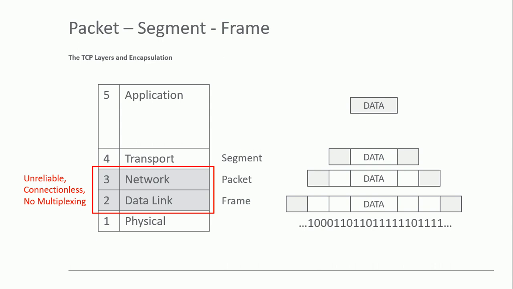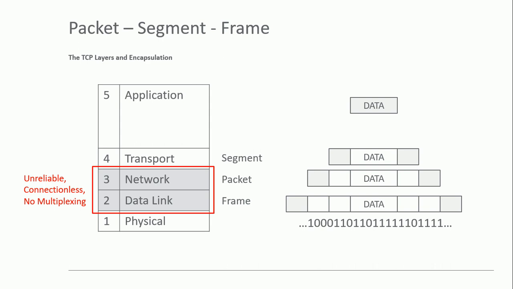So what's important to talk about here is that the network and data link layers are unreliable. They don't have the concept of connections. There's no multiplexing, meaning you can't have multiple applications using it at the same time. So there's lots of issues with just network and data link that we fix with the transport layer. So the transport layer really gives us a lot of features that make the TCP/IP model a workable network model, right? Where if we didn't have that, it wouldn't really work.